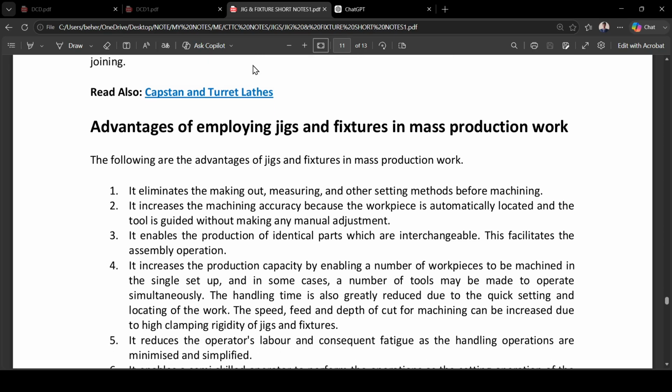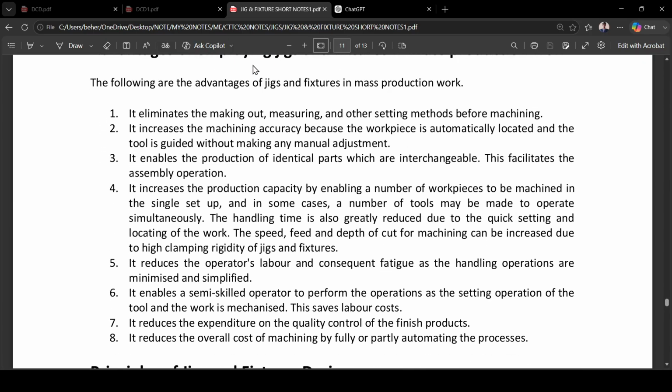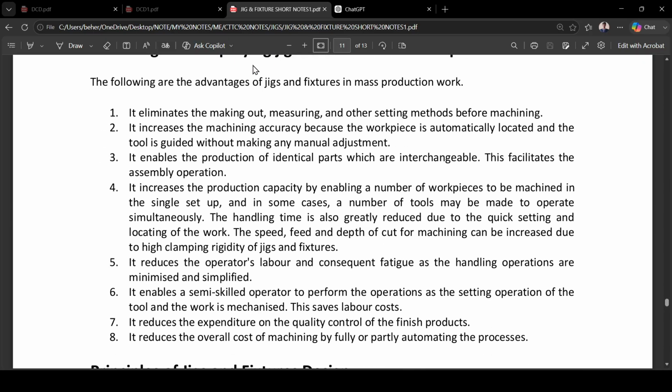Advantages of employing jigs or fixtures in mass production work. There are several advantages in mass production work. So you can just read about all these things.